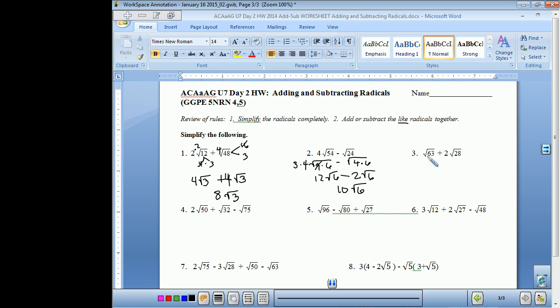Okay, 63 will break down into 9 times 7. And 28 will break down into 4 times 7. So this is 3 roots of 7 and 4 roots of 7. So 3 roots of 7 plus 4 roots of 7 gives us 7 roots of 7.